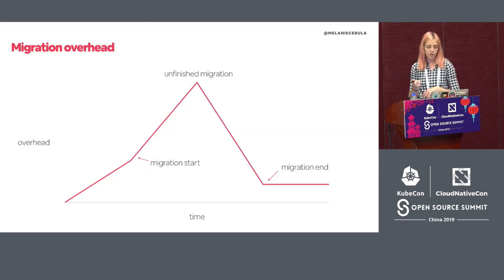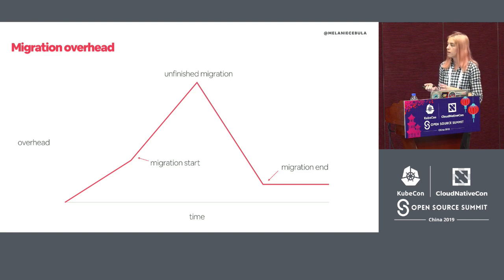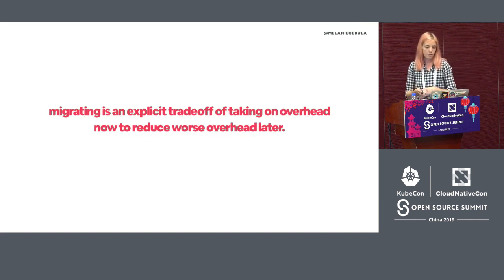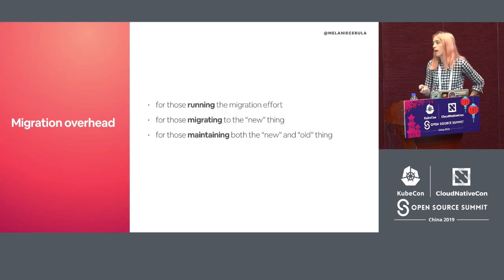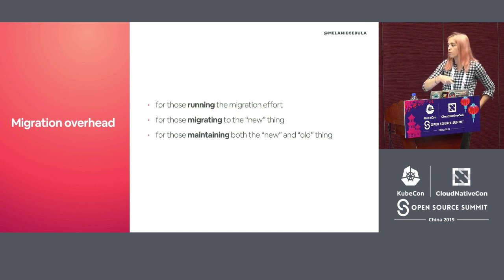One other thing I want to talk about is migration overhead. So basically, when you do a migration, I talked about how it reduces tech debt, how it creates technical leverage. But while you're doing the migration itself, it actually introduces complexity to your system because you're dealing with a mixed state. So migrating is actually an explicit trade-off between taking on overhead now to reduce the worse overhead later. So it creates overhead for those who are running the migration effort, those who are actually migrating, as well as for those who are maintaining the old thing and the new thing.